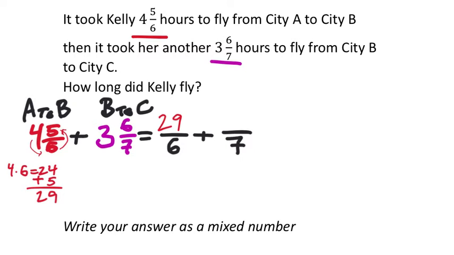Then we'll apply cycle method to 3 and 6/7. So we'll start with 3 times 7 here, which is 21. And then to finish off the cycle, we'll add the 6. So 21 plus 6 is 27. So 27/7 is our new fraction.